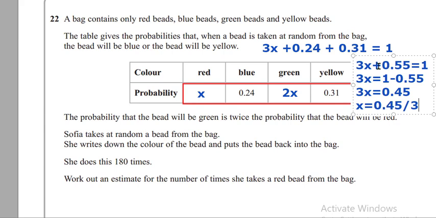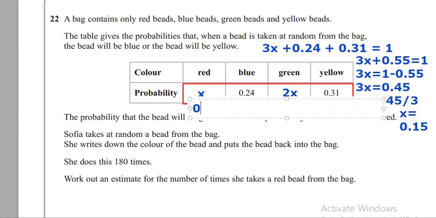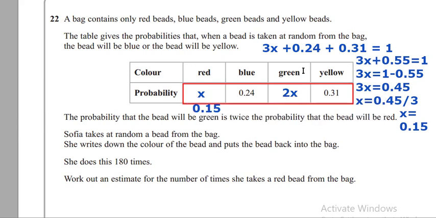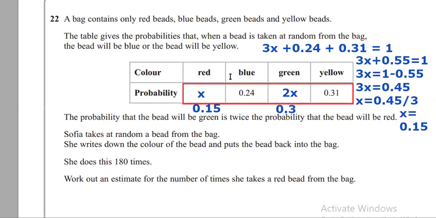Let me take this here so I get more space. So x will equal 0.15, like this. Okay. So now we know the probability of red, which is 0.15, and the probability of green is 0.15 times 2, which is 0.3, like this. Now we know the probability of each one of them. We can answer the question that we have here.